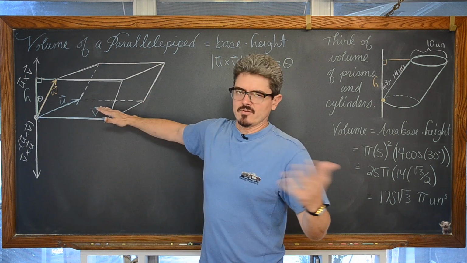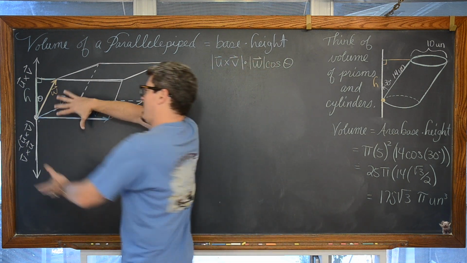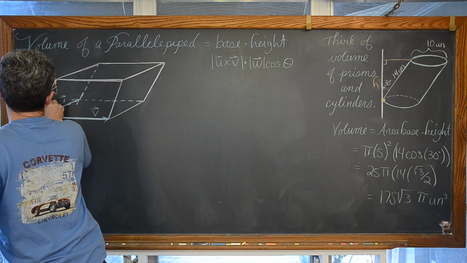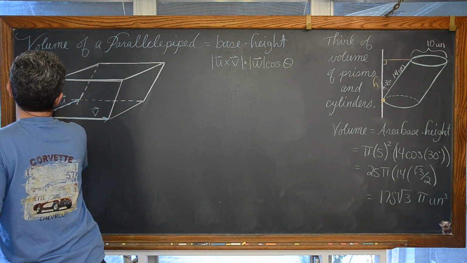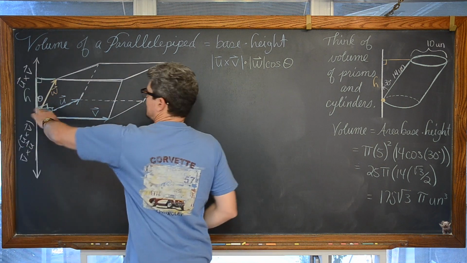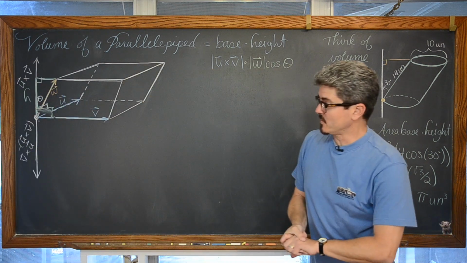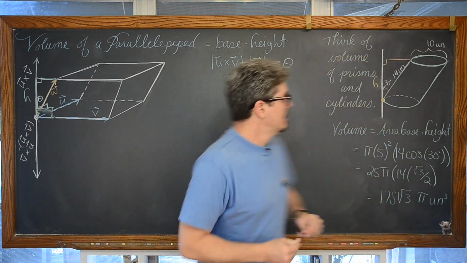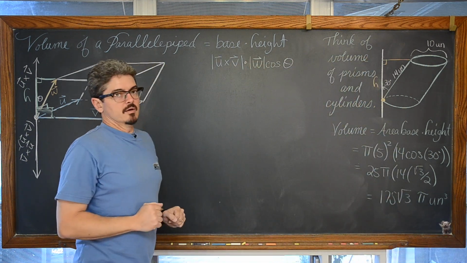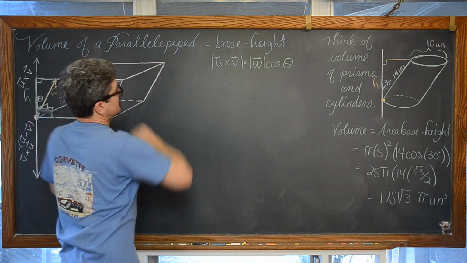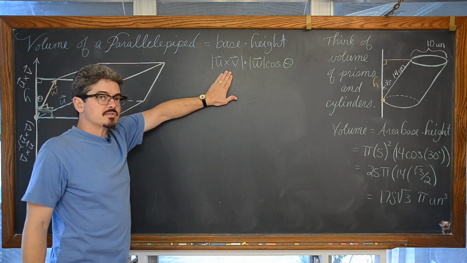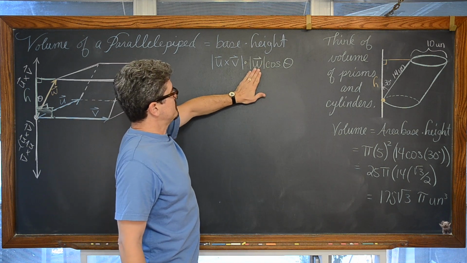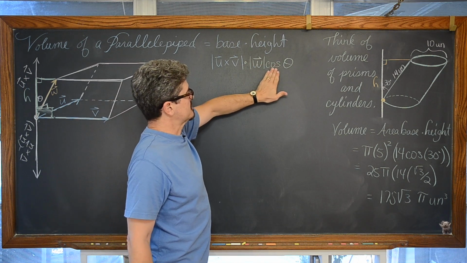You know, this base doesn't have to be horizontal. It just has to have this orthogonal relationship between our vector cross product and vector u and vector v. Okay, look at what we've got going on here. The volume of a parallelepiped is therefore the magnitude of the vector cross product times the magnitude of vector w times the cosine of theta.